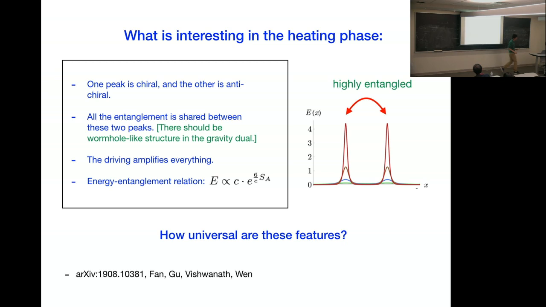Another interesting feature is that all the entanglement is between these two peaks. As I mentioned just now, the half system entanglement grows linearly in time. They are all contributed by the entanglement between the two peaks. As we drive the system, in each cycle, we are pumping the EPR pair to the two peaks. So this is why I mentioned there should be some wormhole-like structure if we have a gravity dual description of this setup.